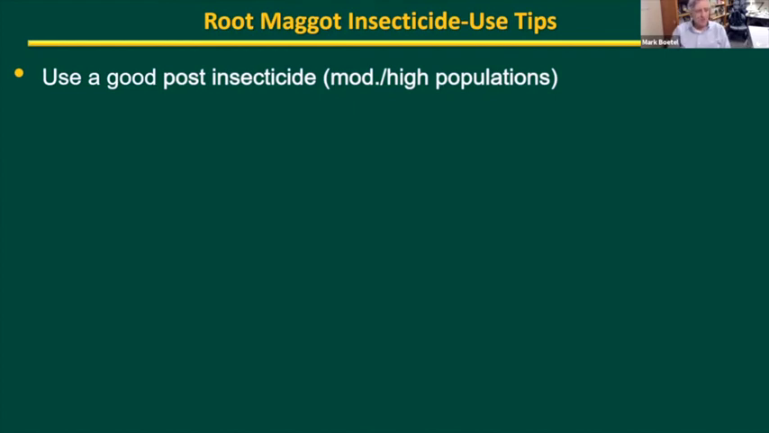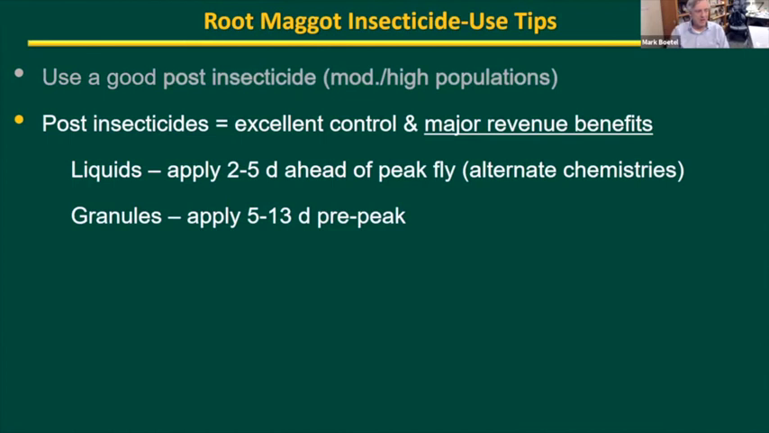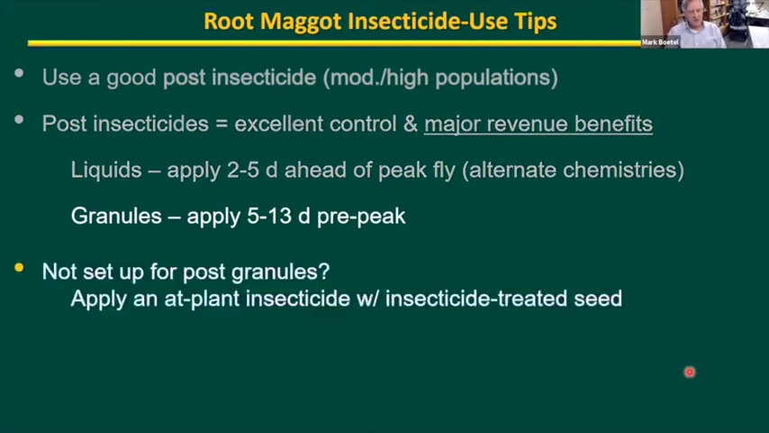Post-emergence control, there's really no substitute for that with moderate to high infestations. You almost have to expect you're going to have to put something on, and we've seen major benefits from those applications. Liquids, we want them applied between 2 and 5 days ahead of peak fly. If you're expecting to apply 2 applications, I'd err toward 5 or 6 days ahead of peak fly, especially with early emergences like we've seen. Granules can be much more flexible post-emergence, anywhere from 5 to 13 days ahead of peak fly.